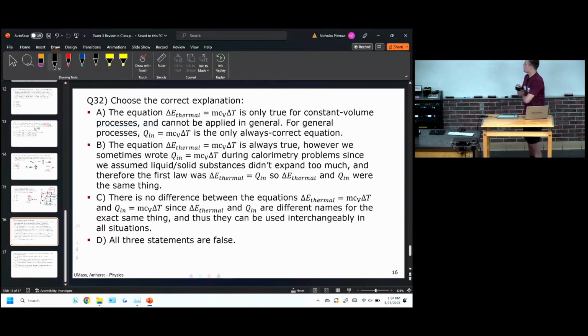Okay, I threw in some cheeky choose-the-correct-explanation questions. In the video, I go over this one in great detail. I just want to outline the reasoning. It's kind of surprising, and this is why this is a question. I want you to remember it forever. Delta E thermal equals mCV delta T is always true. It's not only true for constant volume processes.